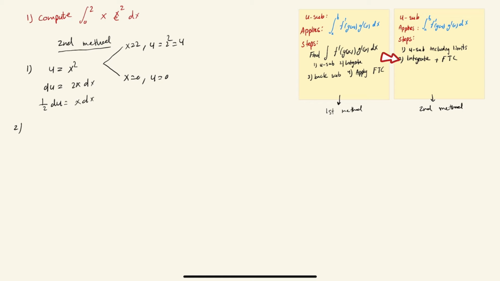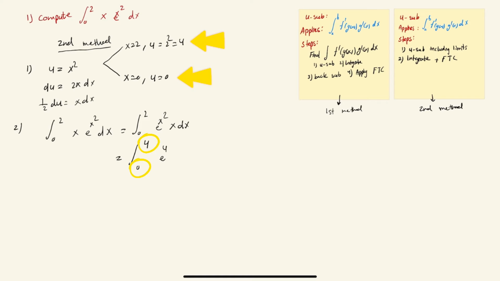Now let's integrate and use the fundamental theorem of calculus. So this is the integral. Now I'm going to arrange these terms. I'm going to bring x next to dx. Notice that x dx is half du and x squared is u, and the new limits of the integral are 0 and 4. Now I'm going to move half out of the integral since it's constant, and we're left with the definite integral from 0 to 4 of e to the u du.